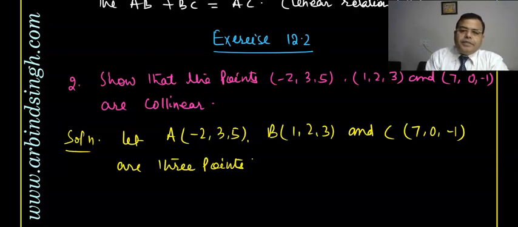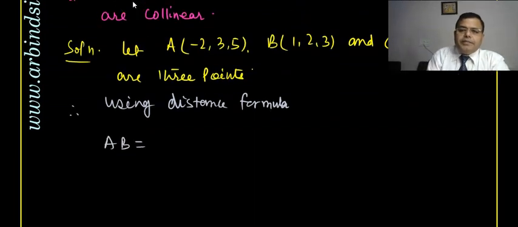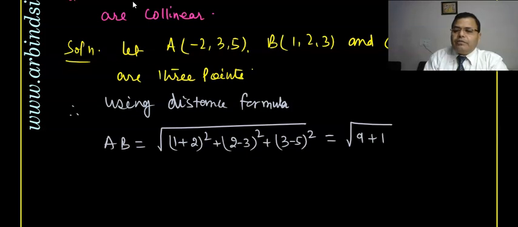Now the distance of AB, therefore using the distance formula we will find AB. AB is equal to the square root of x2 minus x1 whole square, 1 minus minus 2, that is plus 2, so 1 plus 2 whole square, plus y2 minus y1, that is 2 minus 3 whole square, and z2 minus z1, that is 3 minus 5 whole square. This will be 3 square, that is 9, plus 2 minus 3, minus 1 whole square is 1, and 3 minus 5, minus 2 whole square is 4. So 9 plus 1 is 10, plus 4 is 14. This is root 14.